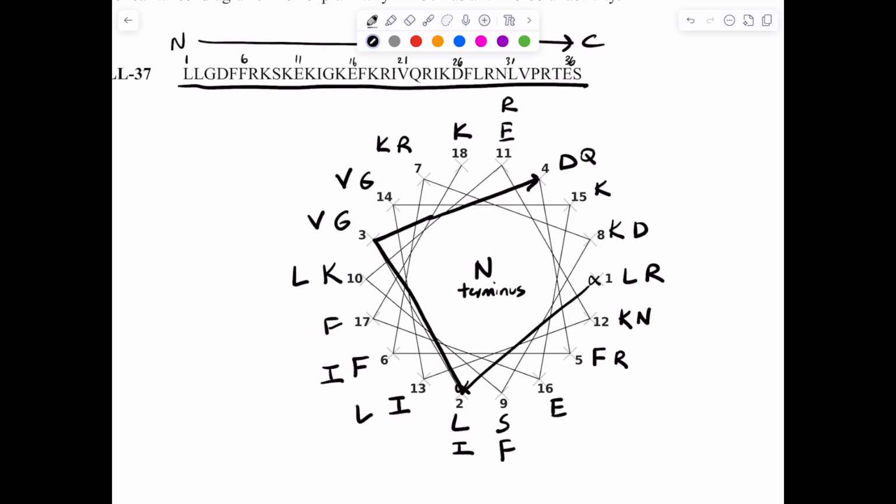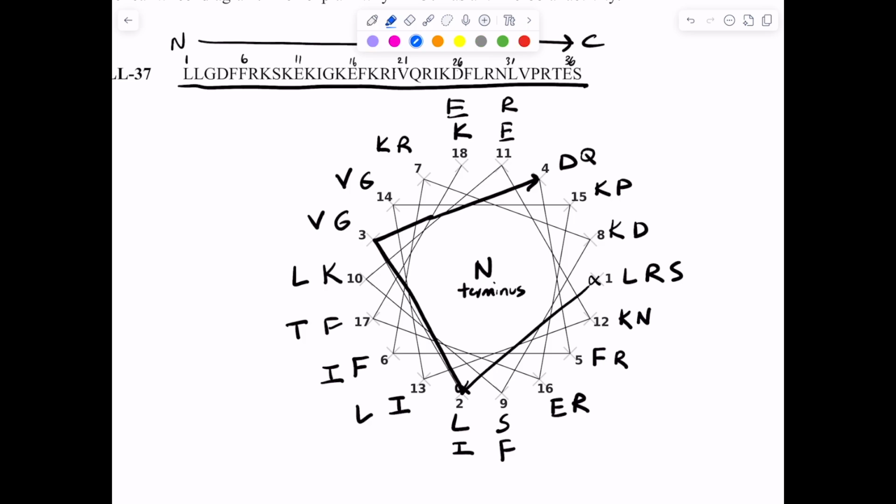14 V, 15 P, 16 R, 17 T, 18 E, 19 S. Okay, is that what you came up with? All right. So if we were looking down this helix, those are the side chains that would be displayed. Now we want to highlight the ones that are positively charged and the ones that are nonpolar.